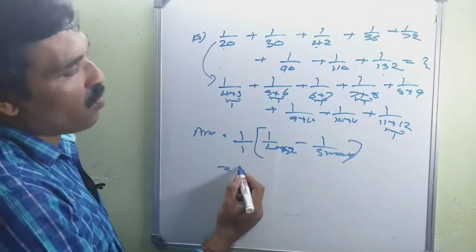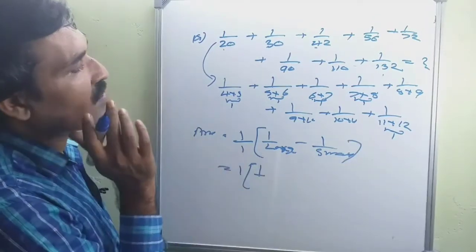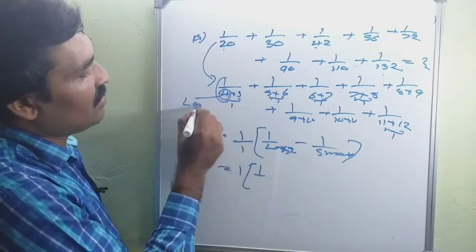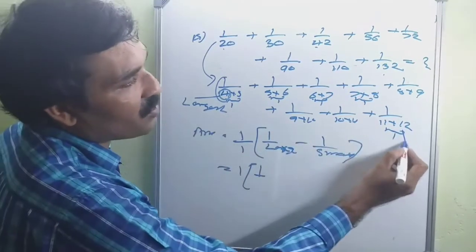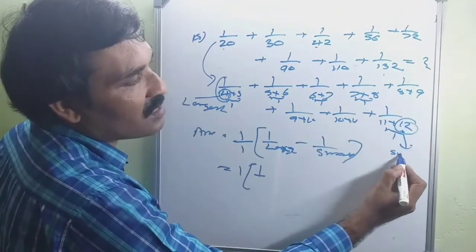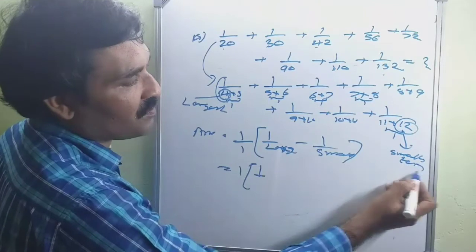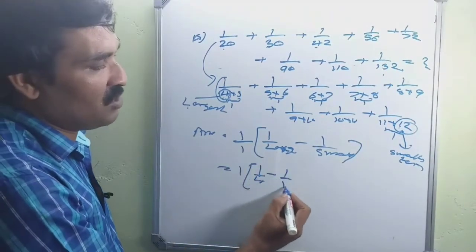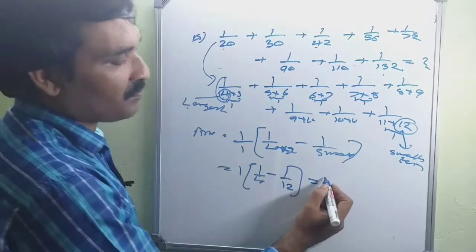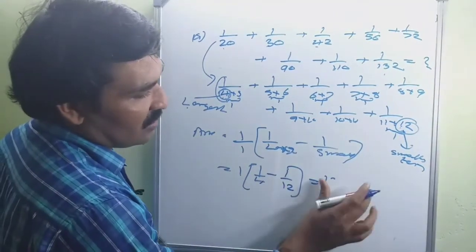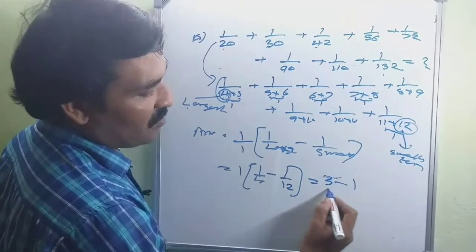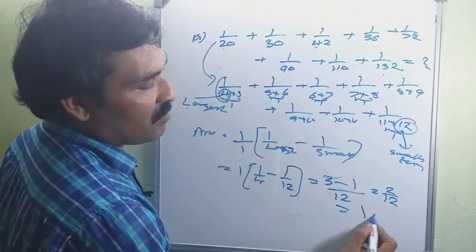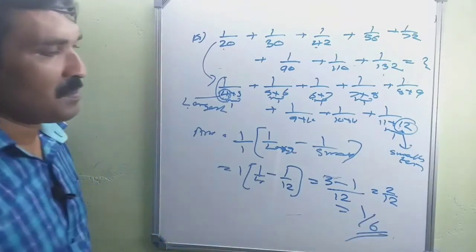So that is equal to 1 divided by large. The largest term is this 4. 4 is the largest term and 12 is the smallest term. What is 1 by large? 1 by 4 minus 1 by 12. That is equal to 3 minus 1 by 12, 2 by 12 is equal to 1 by 6. This is the answer.